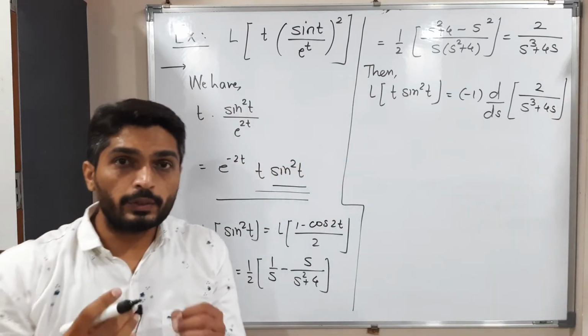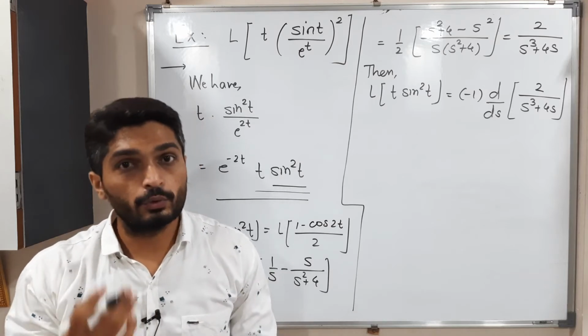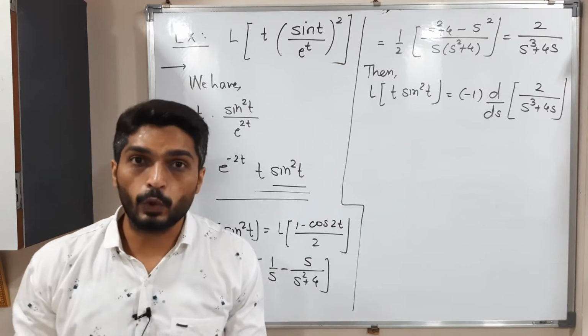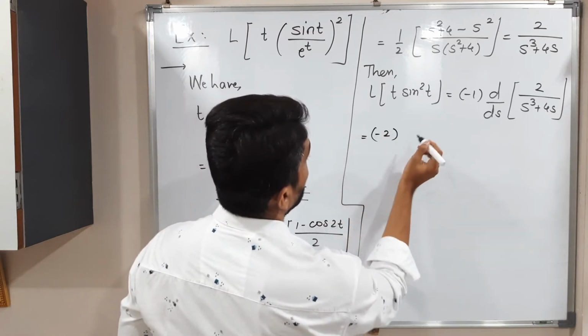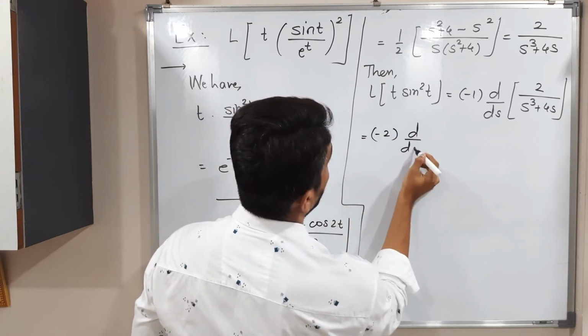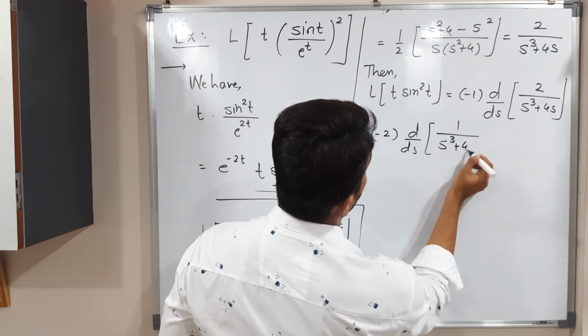Okay, so when you take a derivative and if you have any constants, we take them outside. So in the numerator we have 2, which is a constant, we can take it outside. So this is equal to minus 2. That means simply we have to take the derivative of 1 upon s cube plus 4s.